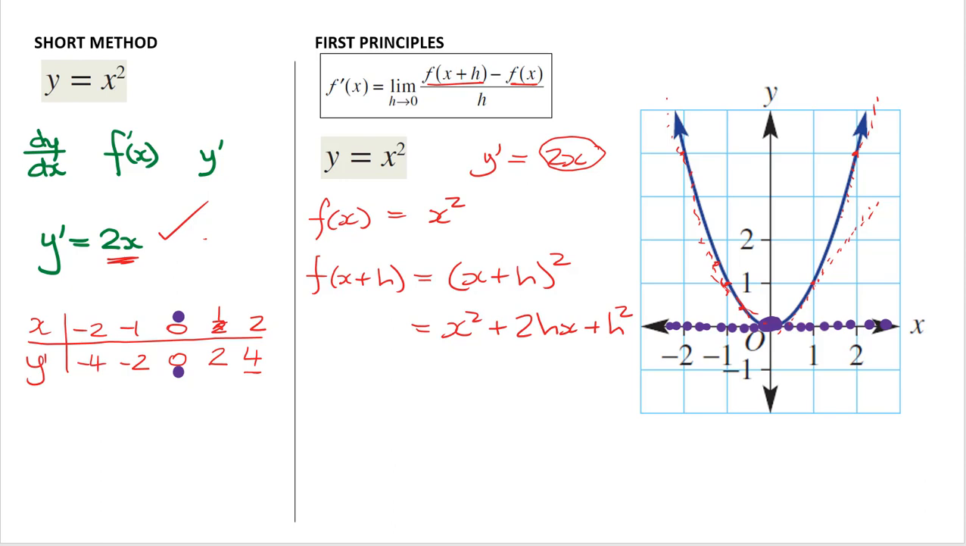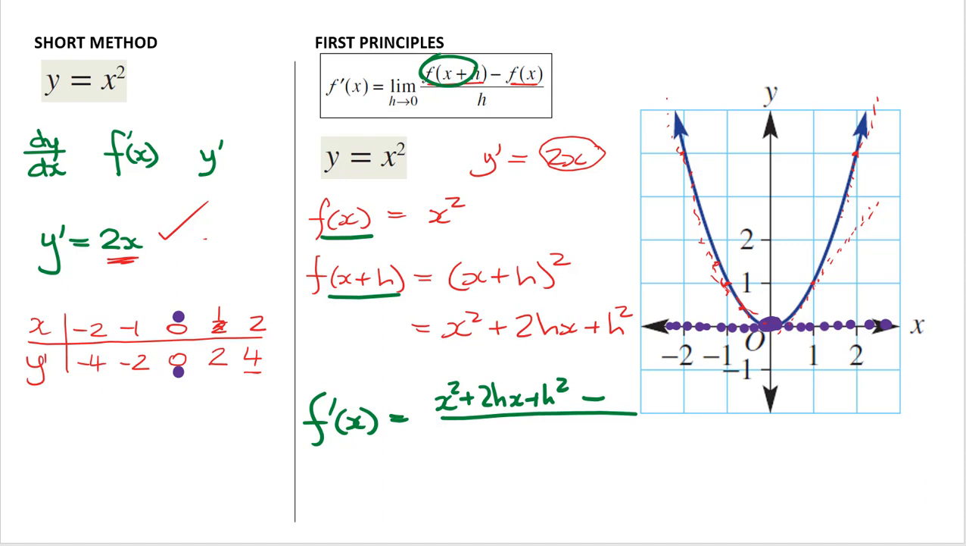So now we've got these two expressions. If we substitute them into a fraction, we're going to get this expression. Take away, so I've just substituted this part in. Now we're going to subtract the original function, which was x squared.